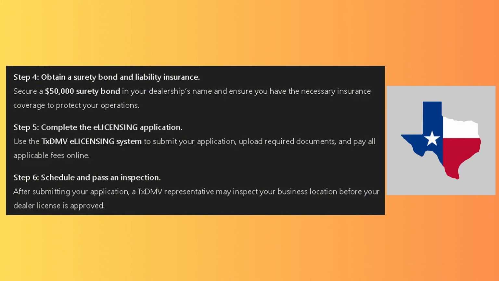Schedule and pass inspection. After submitting your application, the Texas DMV representative may inspect your business location before your dealer license is approved. Now you know how to get a car dealership license in Texas.